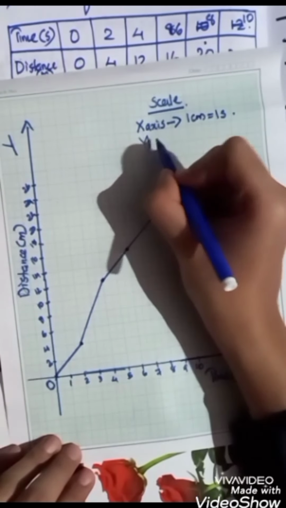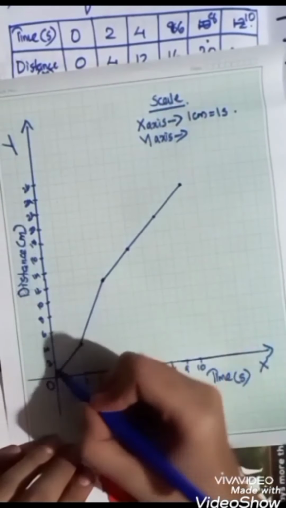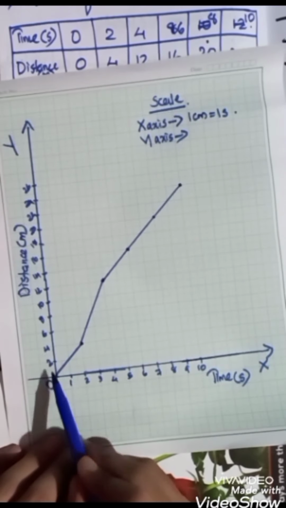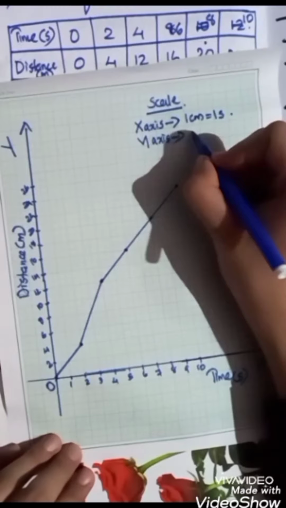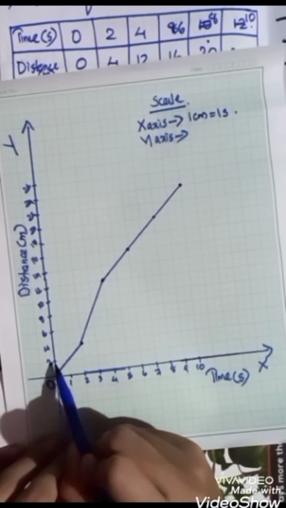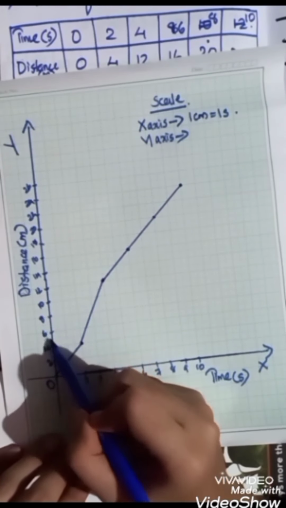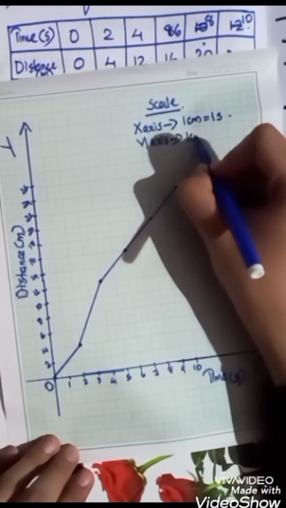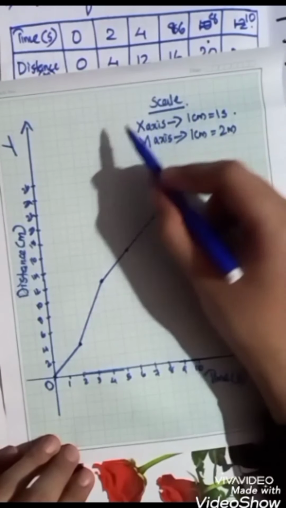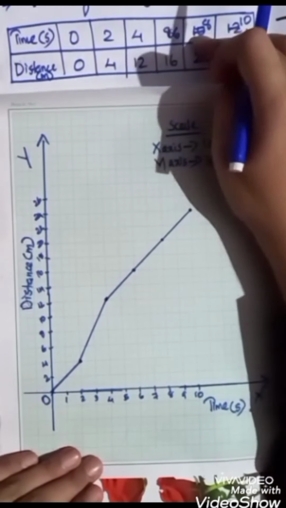And in the y-axis, we take the distance in meters, that is 1 centimeter is equal to 2 meter. Here also 1 centimeter is equal to 2 meter. This is the scale. Thus we draw the graph of this data.